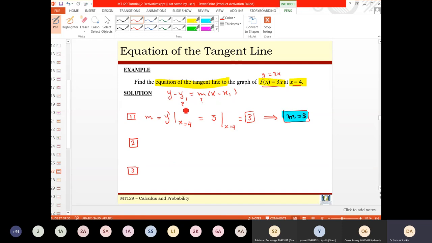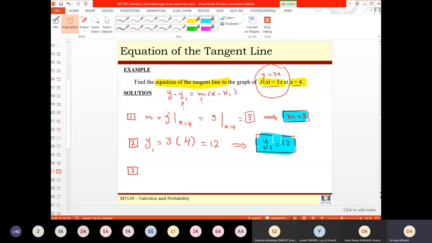Step number 2, I need to get the y. How to find the y? Can somebody tell me? Yeah. To get the y, we substitute with the x here. So to get the y, it's equal to 3 times the x, which is 4. My y1 is nothing but 3 times the x1, which is 4. This equals 12. So great. Now I got my y1, it's equal to 12. I've got it all now.